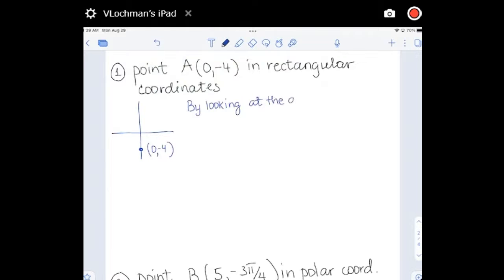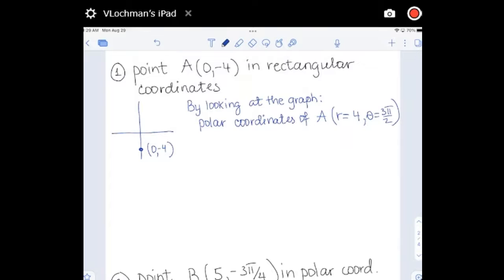Just by looking at the graph, can you tell me what the polar coordinates are for this point? And there's more than one answer to this. So polar coordinates of A. r is equal to something. R is equal to 4 and theta is 3 pi over 2. Okay, so that's what I see from Carmen. R is equal to 4, theta is 3 pi over 2.